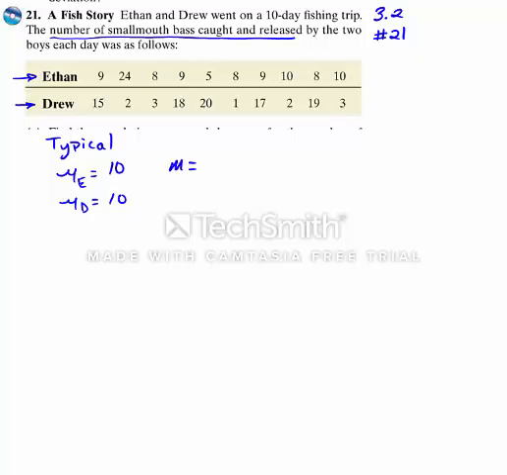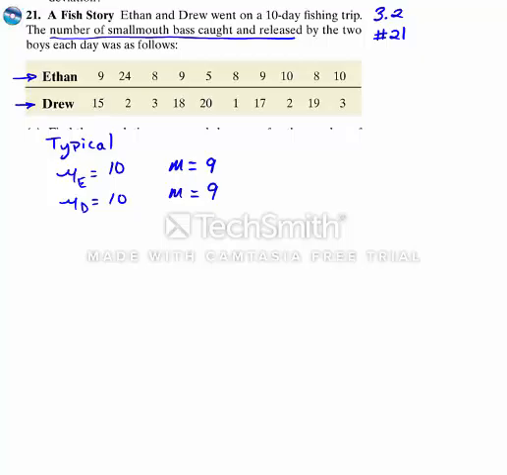If we look at the median number of fish, we make an ordered list of the data set for each friend. The number in the middle turns out to be 9, which tells us that on 5 of the days, both Ethan and Drew caught more than 9 fish, and on the other 5 days, or on a different set of 5 days, both Ethan and Drew caught less than 9 fish. Again, just like with the mean, these measures of typical value, or measures of center, don't help us make any distinctions between the two friends and the number of fish they caught.